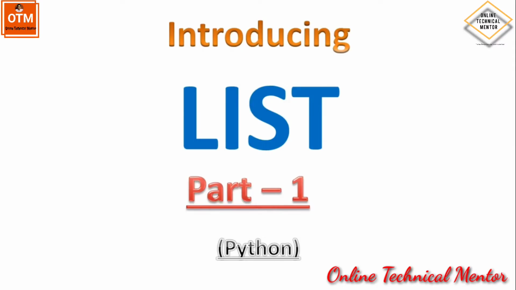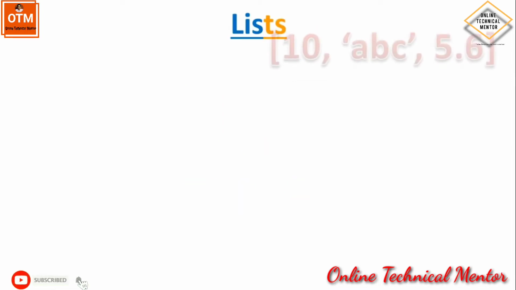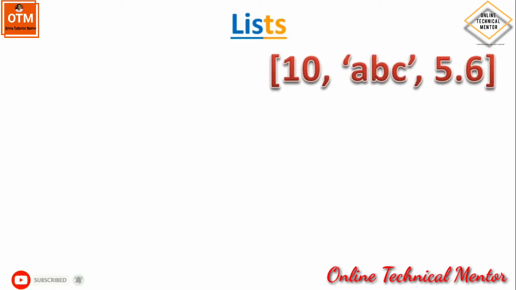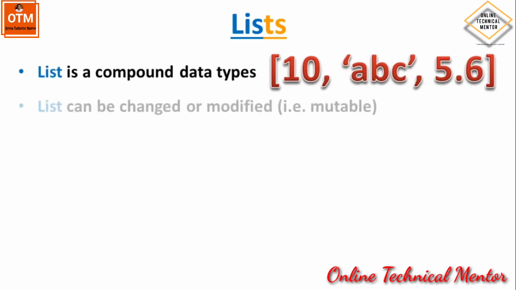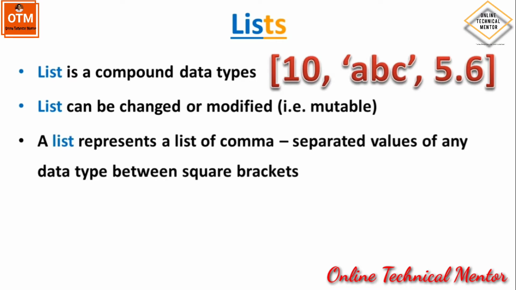In this presentation, I'm going to introduce the list data type of the Python programming language. List. This is what you call a list. A list is a compound data type. A list can be changed or modified, that is, it is mutable. A list represents a list of comma-separated values of any data type between square brackets.